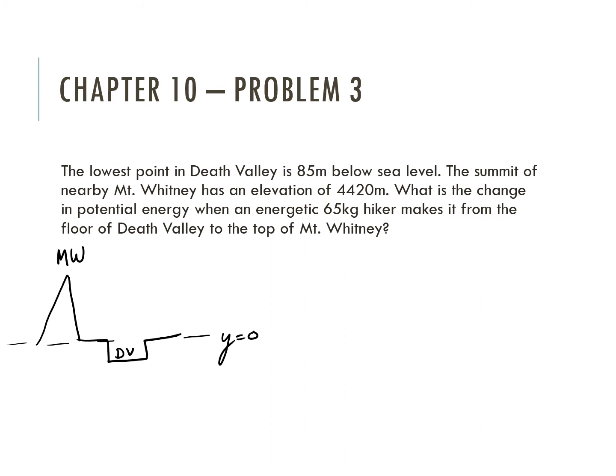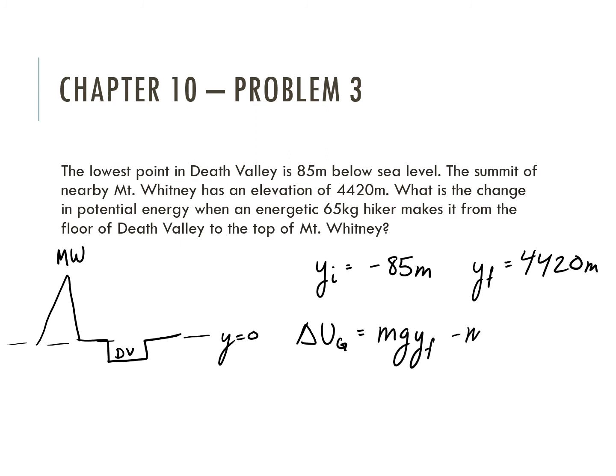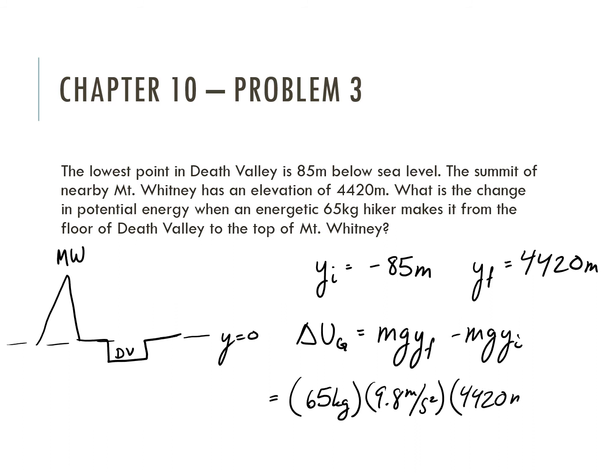Then we'll talk about how those other ones would be different. In this case, our initial position is going to be in Death Valley, so we'd be at negative 85 meters. And our final position would be at the top of Mount Whitney at 4,220 meters. So when we're looking at our change in gravitational potential energy, we'd have mg yf minus mg yi. So we could write this out as our 65 kilogram hiker times 9.8 meters per second squared, times the final position of 4,420 meters minus negative 85 meters.